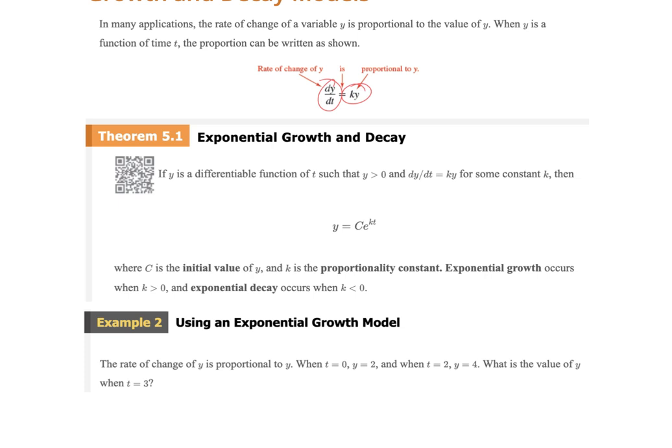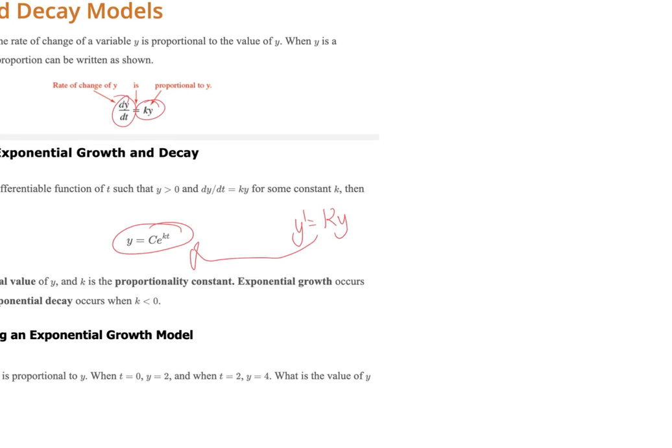Theorem 5.1: if y is a differentiable function of t, and y is greater than 0, and dy dt equals ky for some constant k, then this is the general solution. So we're just saying, hey, if you have y prime equals ky, then this will give you the general solution. Now, let's show that, and then we will see how this general solution came about, and then we'll talk about the different values.